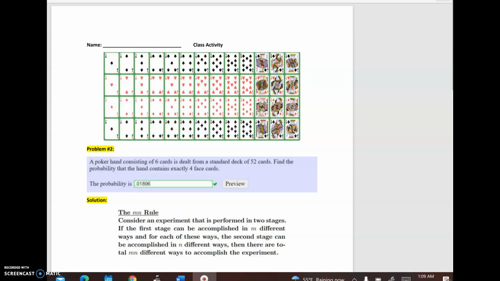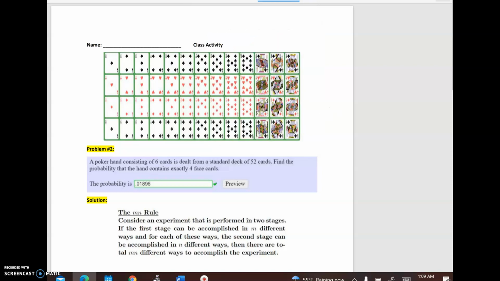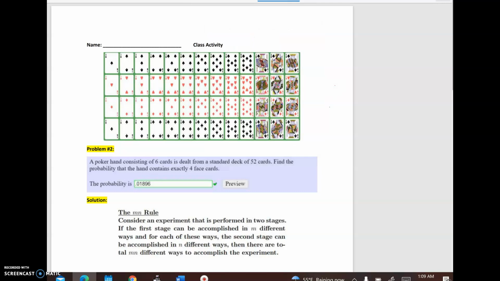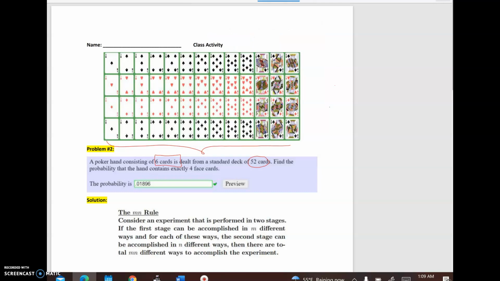Hi class, we're going to go over the second problem from the probability activity, and this one is a little bit complex due to the wording that they're actually mentioning. For example, one of the requirements they're referring to is the following. You're looking at a deck of 52 cards, and we're going to do a selection. We're selecting 6 cards, but within this selection there are technically 2 events occurring.